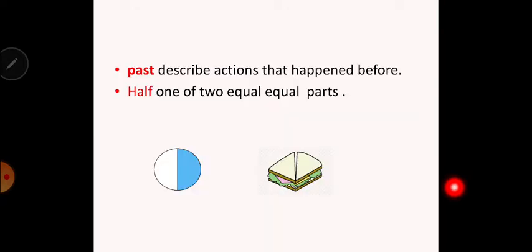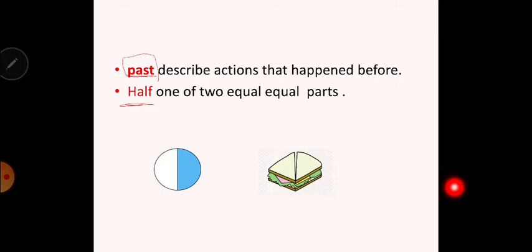Okay. Today in our lesson, we will learn a new timing. We call it half. And a word, past. What do you mean by past? You say something happened in the past. Like if you were sleeping and you woke up, before you woke up, you were sleeping.